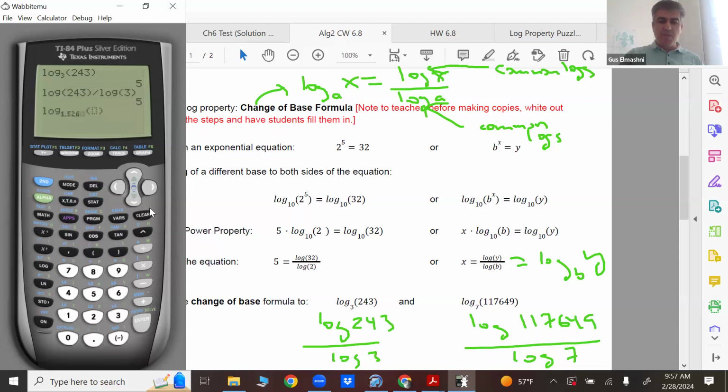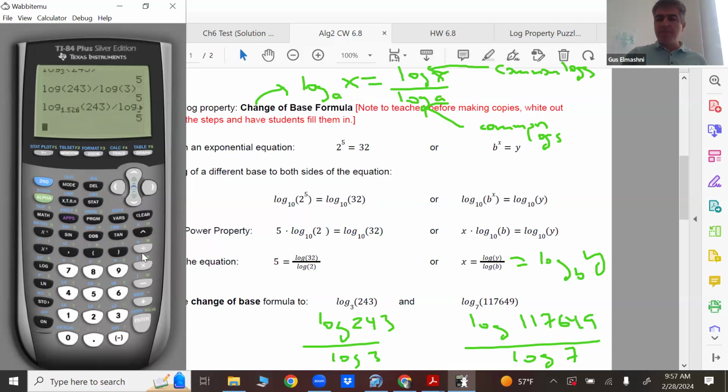Let me make this 1.526. Okay, something really wacky. But let me put 243 in here, divided by alpha window, option 5, 1.526, and plug in 3. You're still going to get the same thing. It's called the change of base formula.